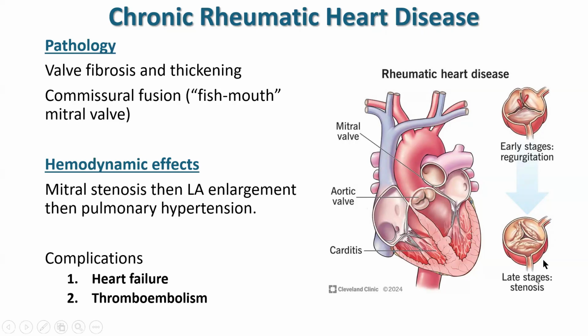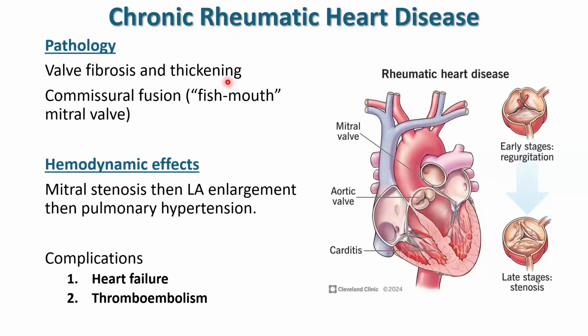But in the late manifestation of rheumatic heart disease, due to fibrosis and deposition of more fibrous tissue, you have stenosis. So the heart valves will narrow. Once the heart valves narrow, we'll have hypertrophy of the cardiac muscles, which is cardiac hypertrophy or cardiomegaly. From the cardiomegaly, you'll have heart failure. So that's the pathology.